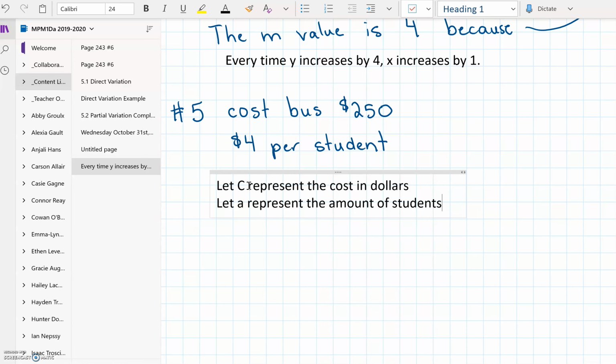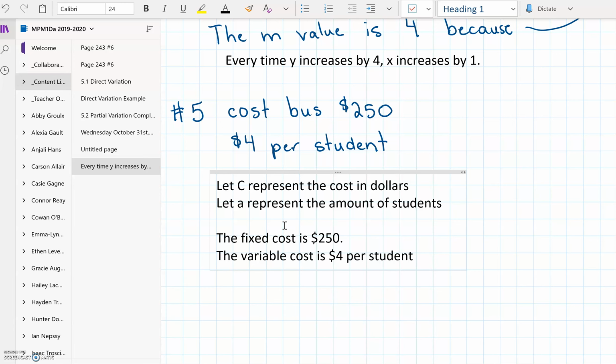Okay, now that we have our variables identified, they want us to identify the fixed cost. Now, the fixed cost is a cost that does not change. So the fixed cost in this case is $250. The variable cost is the one that's going to change. And the reason it changes is because the cost depends on the number of students that are going to this field trip. So in this case, the variable cost is $4 per student.